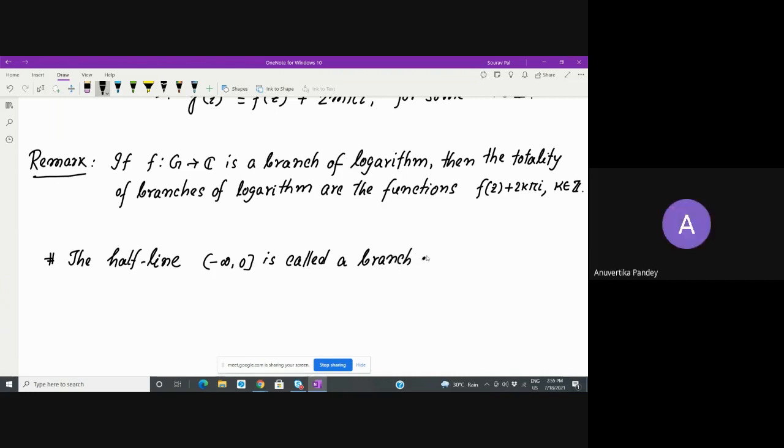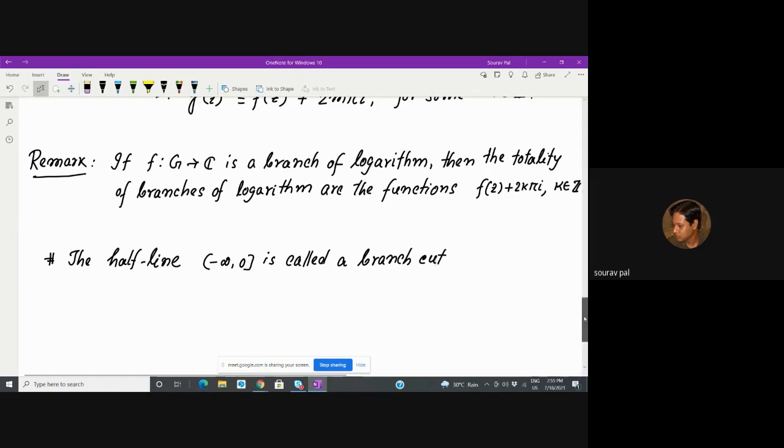Sir, I have a question. Yes. Sir, if we have e to the power z1 is equal to e to the power z2, then z1 is equal to z2 plus 2k pi i, right? Yes. That k doesn't depend on z1 or z2. Then why are we saying that this k depends on z?